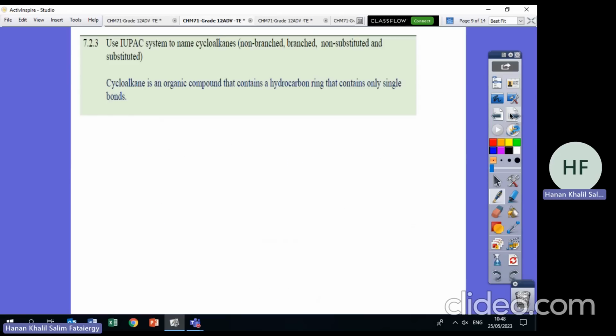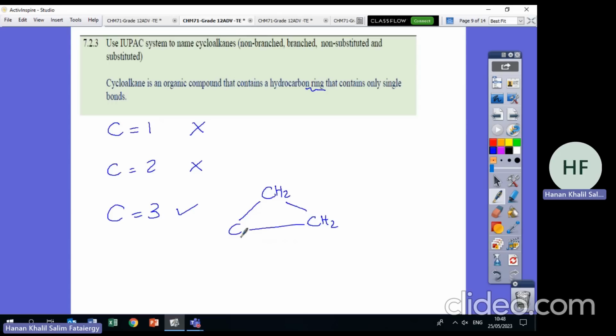Okay, now next. What is a cycloalkane? Cycloalkane means it has a ring structure. Of course, can I make a cyclic shape with 1 carbon? No. Can I make it with 2 carbons? No. Can I make it with 3 carbons? Yes. It will look like this. And then you will say CH2, CH2, CH2, or simply you can say like this without any C's.